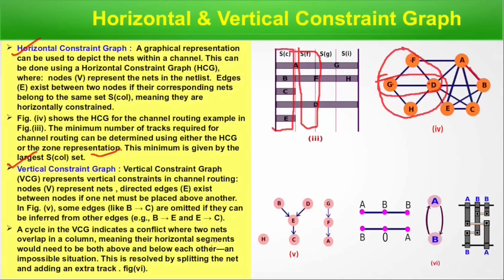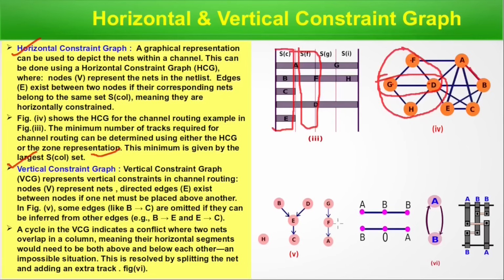So here we can see that in VCG or vertical constraint graph, nodes represent nets. Directed edges exist between nodes if one net must be placed above another, like B to E. So net B is placed above net E, and net D is placed above net B, and E is placed above C, and G is placed above F, and F is placed above A, and H is separate.